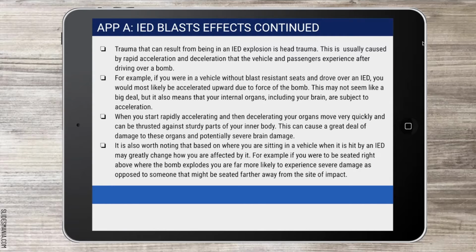It is also worth noting that where you're sitting in the vehicle when it is hit by the IED may greatly change how you are affected by it. For example, if you're seated right above the bomb where it explodes, you're far more likely to experience severe damage as opposed to someone seated further away from the side of the impact.